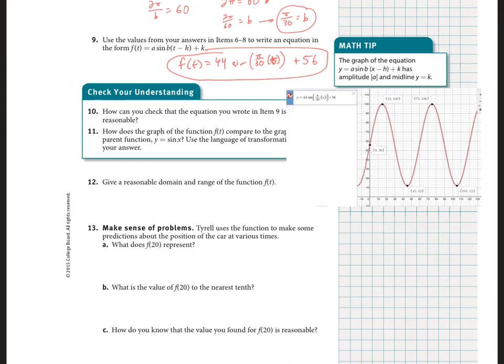And then how's it compared to the graph of sine? Well, it's been shifted up 56. The period has been changed. In this case, it's actually been expanded, right, stretched out. And the amplitude has been vertically stretched as well as we look at those.